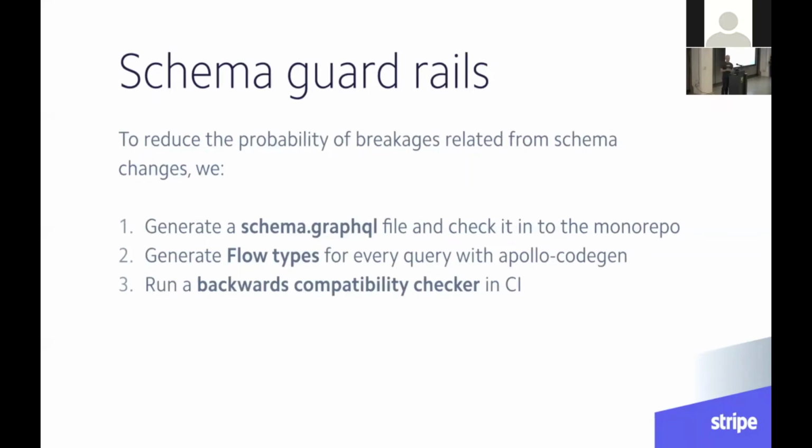Part two is we generate static types for our front end with Flow using Apollo CodeGen. We'll get into that a little bit later. And three is in our CI process, we run a backwards compatibility checker, because it turns out that it's not enough to just make sure the back end and front end work together right now. It's also important that the back end works with old front ends as well. I'll get into that in a bit.